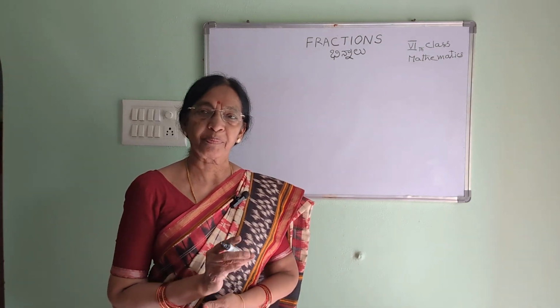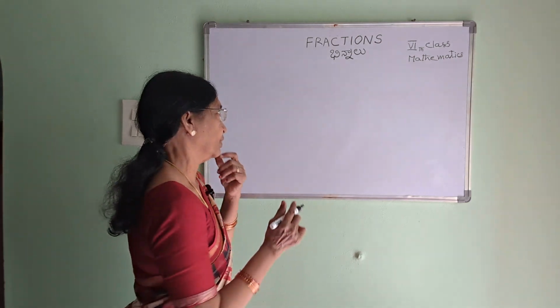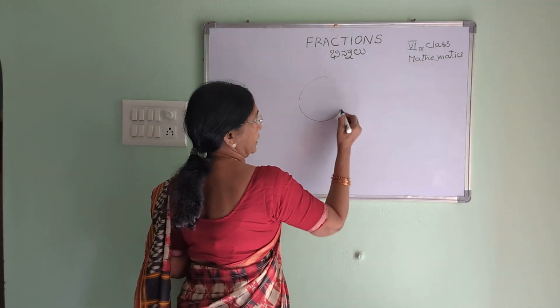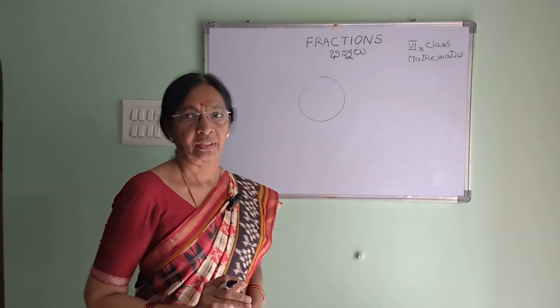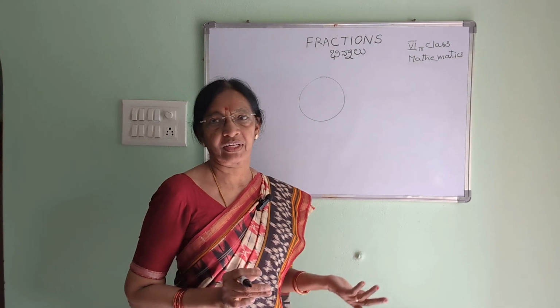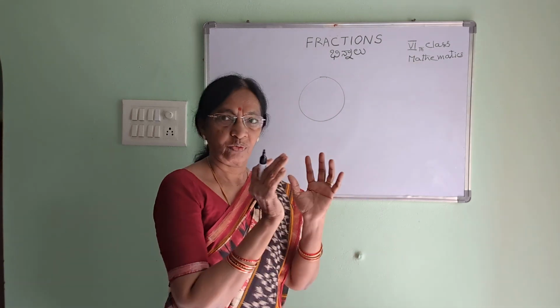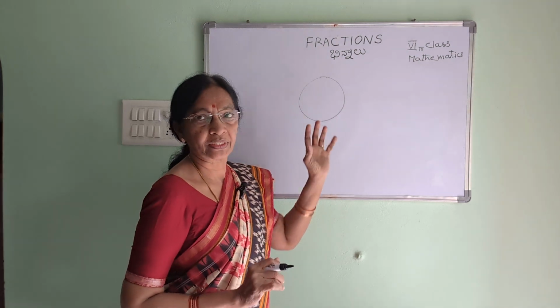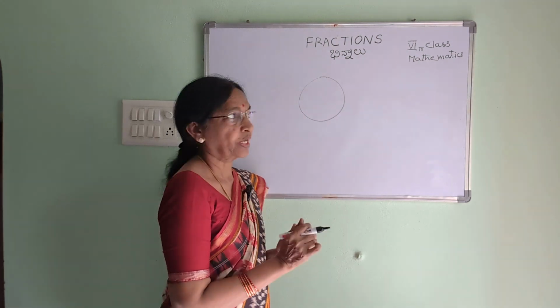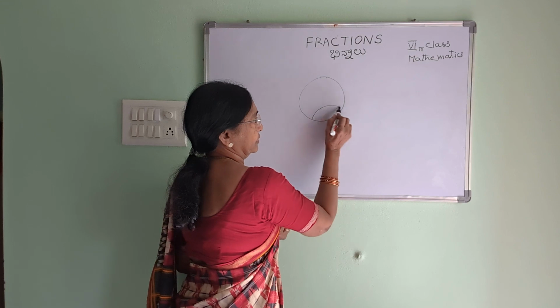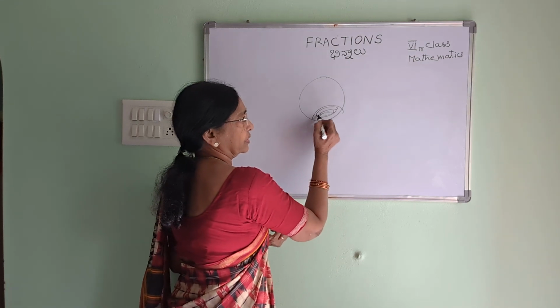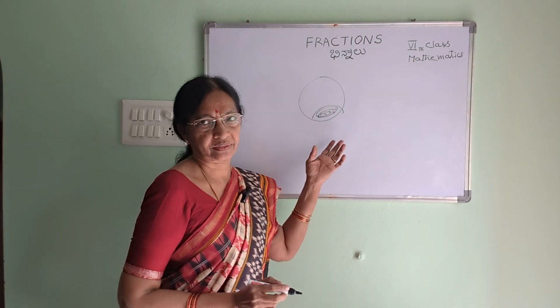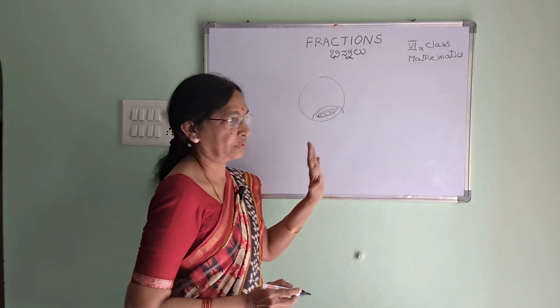A fraction is a part of a whole. For example, this is a whole thing. This is one thing or several things, several objects, one lump sum. Let this represent a whole thing. The part of it, this is a part. It is a fraction of the whole thing.